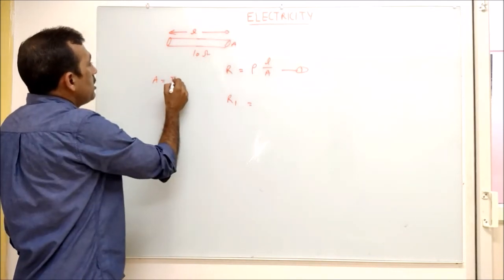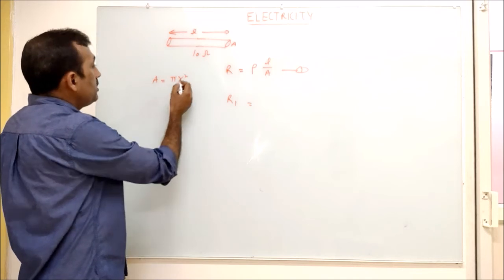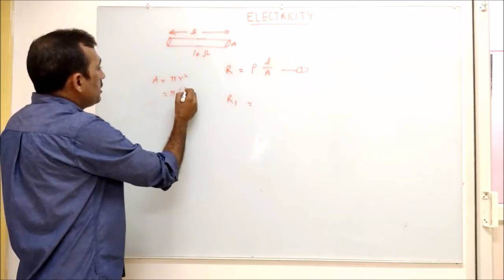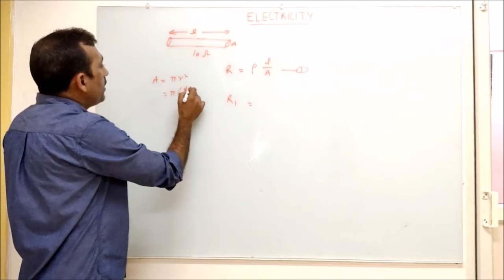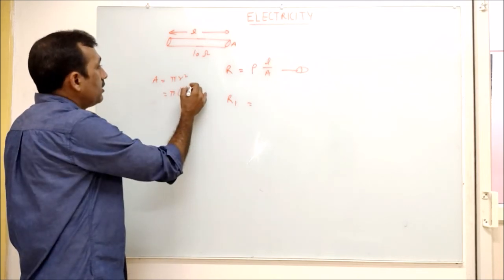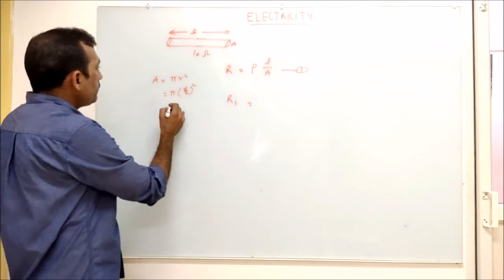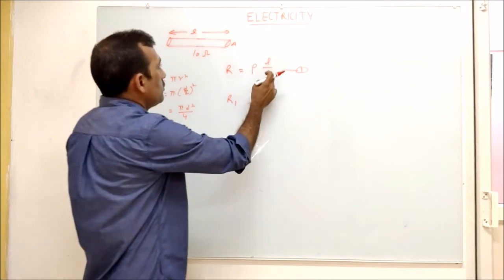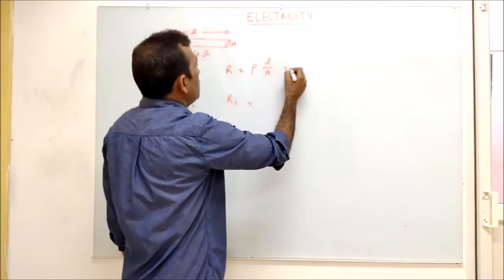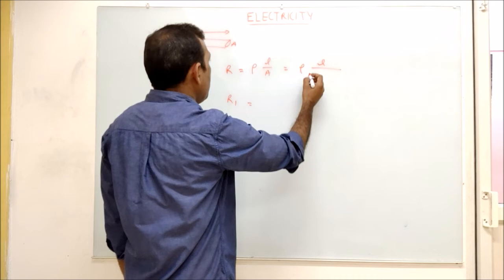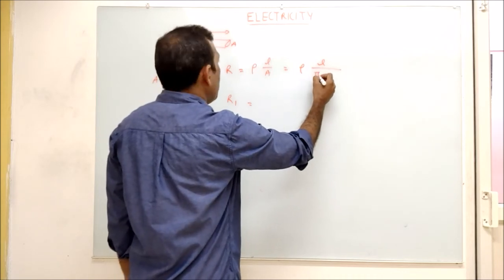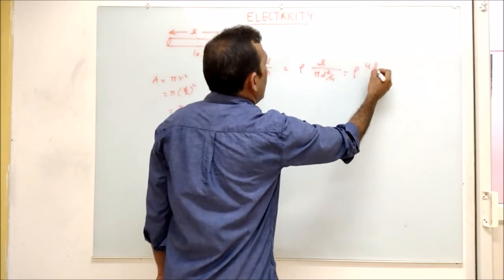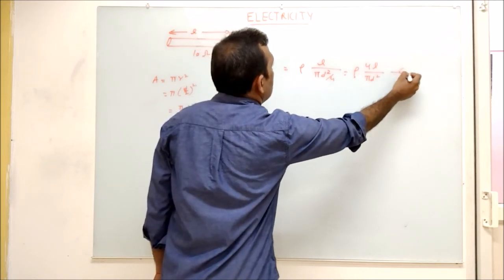Now A is the cross sectional area, which is pi R square. That means I can write R as D by 2, where D is the diameter, squared, right? So this will become pi D square by 4. So if I write this relationship in terms of diameter, because diameter is given, this will become rho 4L by pi D square. This is the relationship 1.